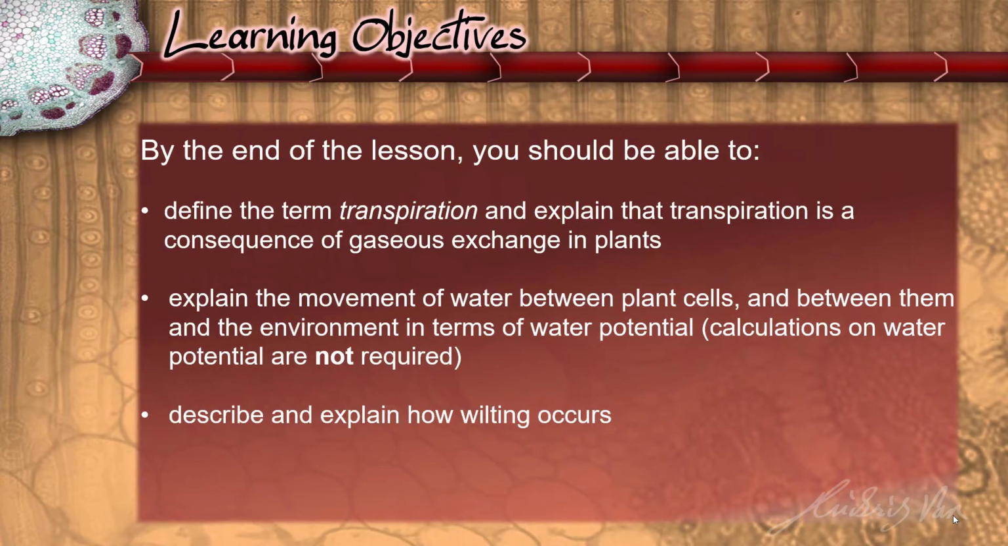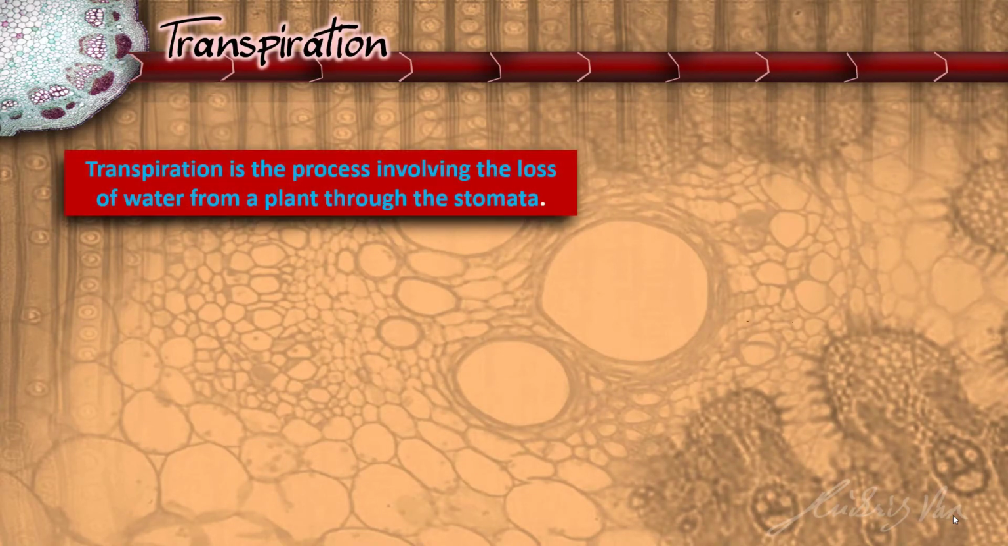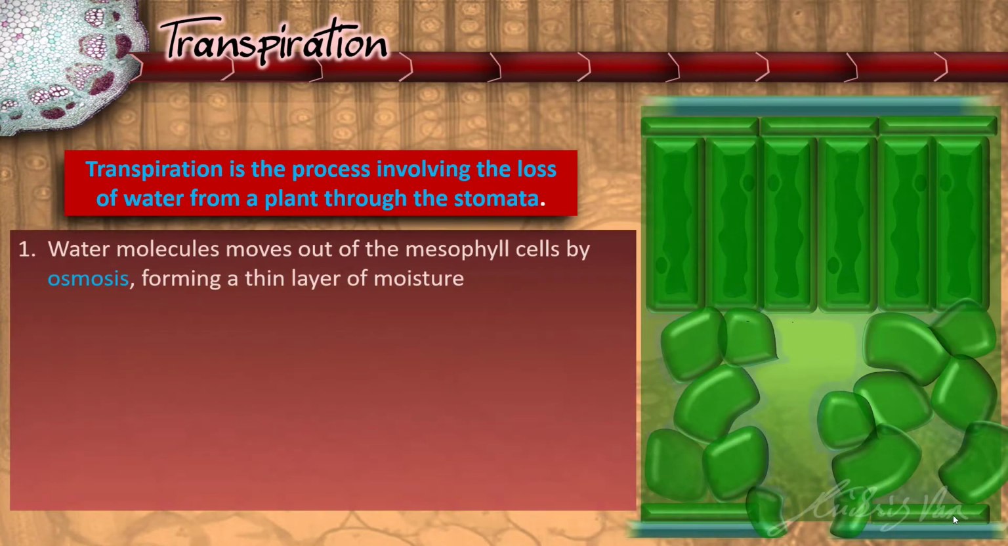Describe and explain how wilting occurs, because this is very much related to transpiration. So for transpiration, the definition is: transpiration is the process involving the loss of water from a plant through the stomata. Water molecules will move out of the mesophyll cells by osmosis, forming a thin layer of moisture, as shown in the diagram.